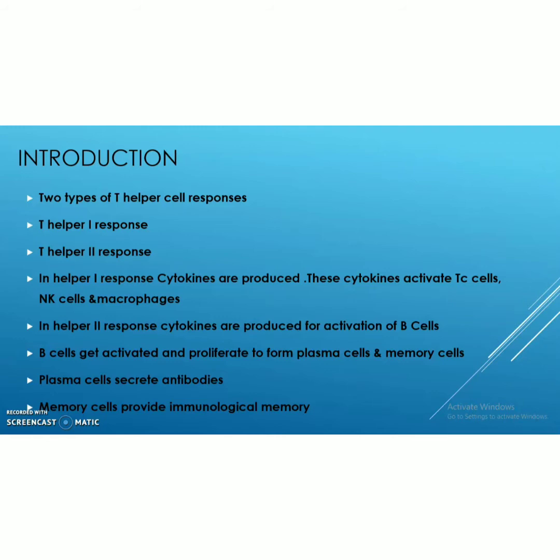In the helper 1 response, cytokines are produced to activate a group of cells, mainly T cytotoxic cells, natural killer cells, macrophages, eosinophils, neutrophils, etc. In the helper 2 response, cytokines are produced for the activation of B cells, and these B cells get activated and start proliferating to form two types of cells: plasma cells and memory cells. Plasma cells secrete antibodies, and memory cells provide immunological memory.